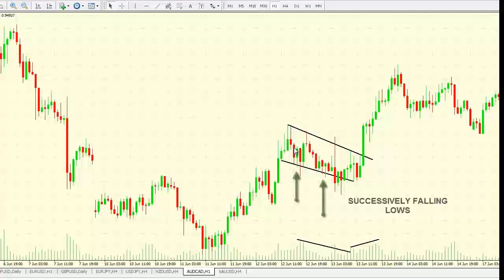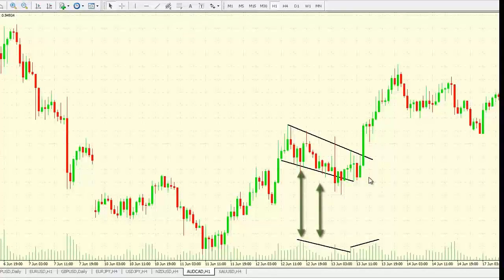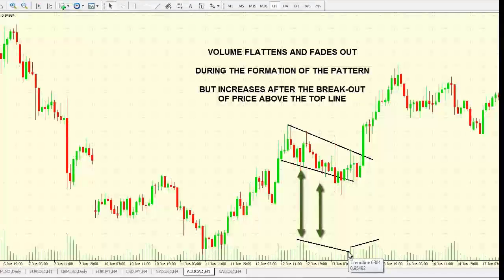These points are the successively falling lows, and joining them would give us the bottom line of the wedge. While these points here are the successively falling highs, and joining them gives us the top line of the wedge. This completes our falling wedge formation. You would notice that the associated volume with this price move during the formation of the pattern faded.